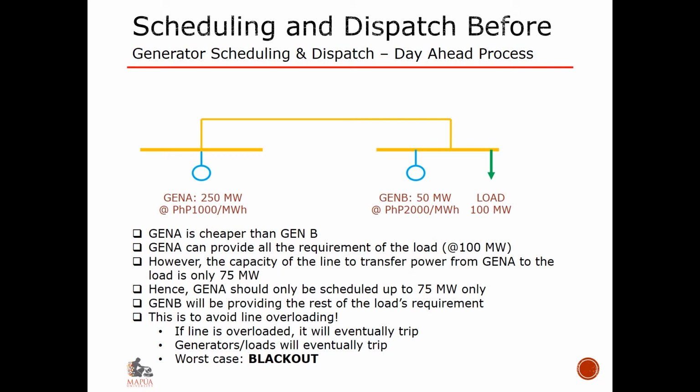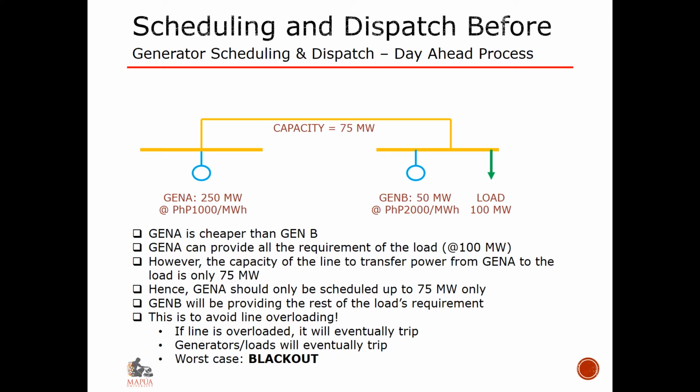So Gen A, based on price, is cheaper than Gen B. So Gen A can actually provide all the requirement of the load, because it's 250 megawatts. It can provide the 100 megawatt requirement for the load. Now that's neglecting losses. However, let's say the capacity of the line is only 75 megawatts.